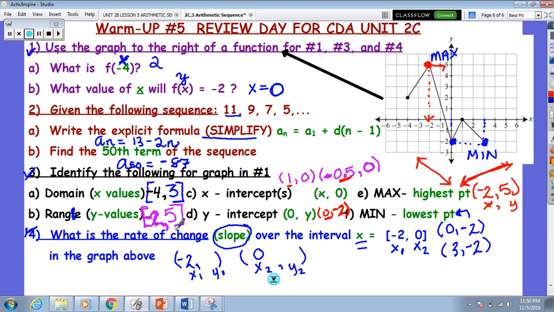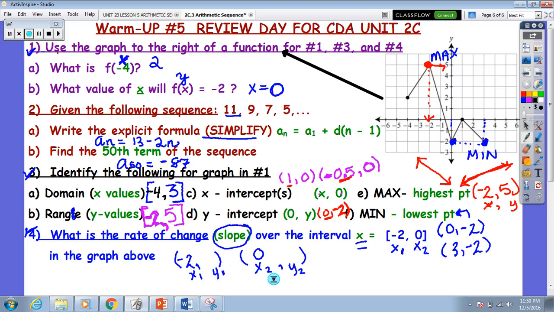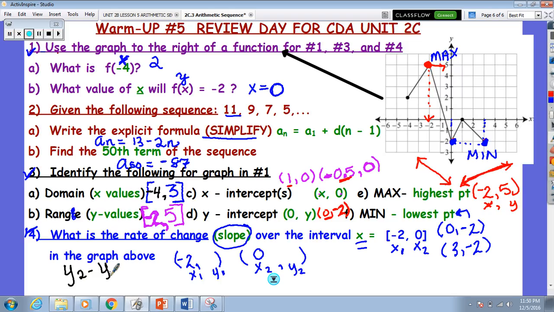Well, remember, rate of change is the same thing as slope. And slope uses this formula: y2 minus y1 over x2 minus x1. So we're looking for the y value. So let's go to where x is -2.